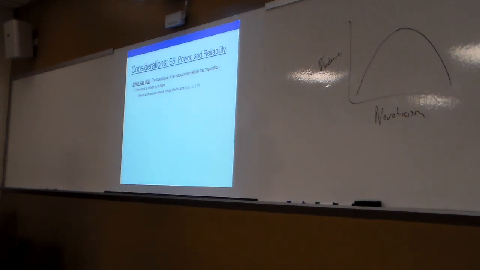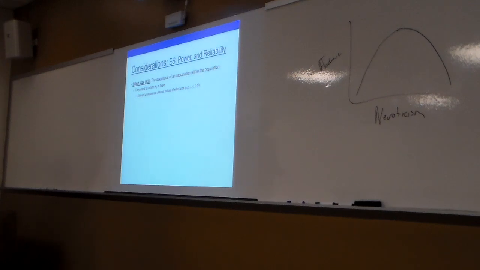Again, as we all know, hopefully at this point, effect size is just the magnitude of an association in the population. We can also think about this as the extent to which our null hypothesis is false. Our null hypothesis is always false from a theoretical standpoint. The null hypothesis can never be true because the association is never going to be exactly zero. We think about effect sizes as the extent to which it's not zero, or the null is false.